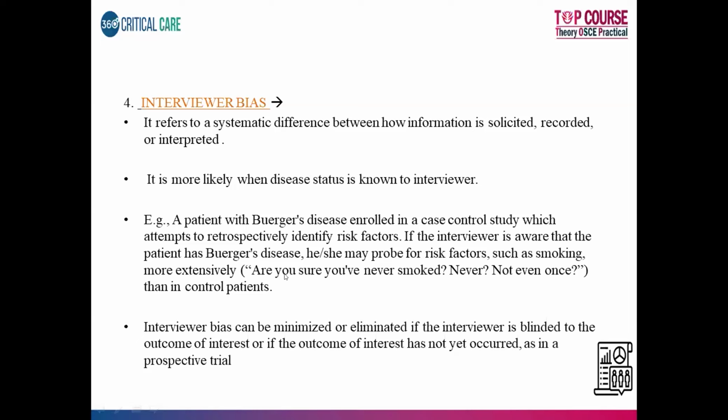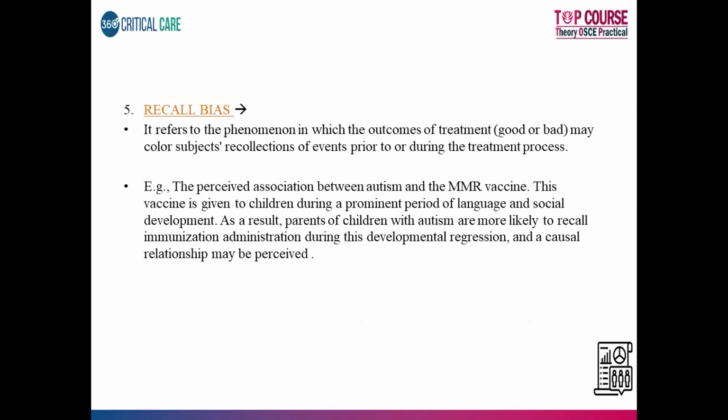Never, not even once? When you probe the patient like that, at some point of time the patient might have smoked some years back, or he has just smoked intermittently. So interviewer bias is basically when the interviewer knows the disease and tries to get that specific risk factor to know what has caused the disease. This can be minimized or eliminated if the interviewer is blinded to the outcome of interest, or if the outcome of interest has not yet occurred, as in the case of a prospective trial.